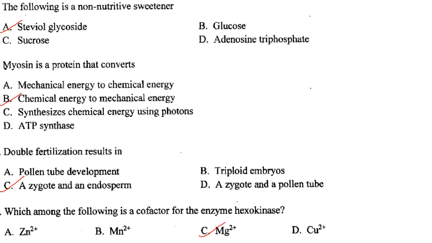Double fertilization results in. So double fertilization results in a zygote and an endosperm. Answer is option C. It is seen in the case of angiosperm plants. The next one. Which among the following is a cofactor for the enzyme hexokinase? So hexokinase requires magnesium ion as cofactor. So answer is Mg2+.